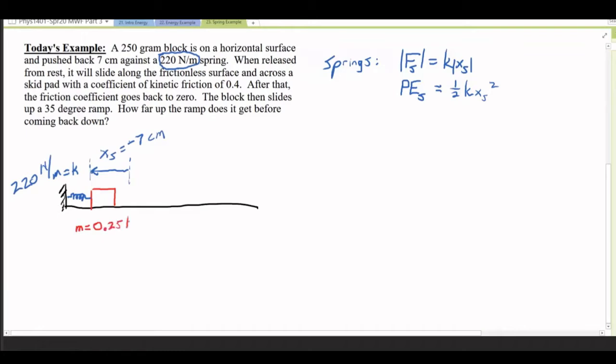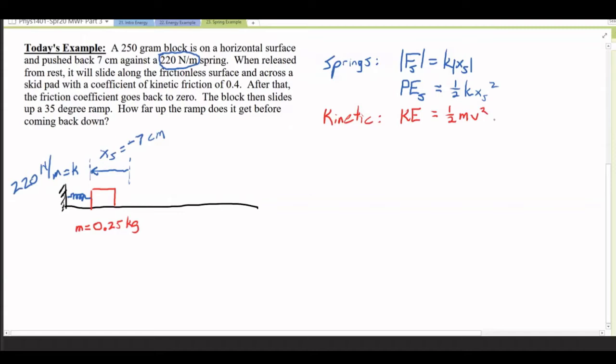And of course, we have our m equals 0.25 kilograms because it is a 250-gram block. So we're going to care a little bit about kinetic energy. KE is equal to 1/2 mv squared.